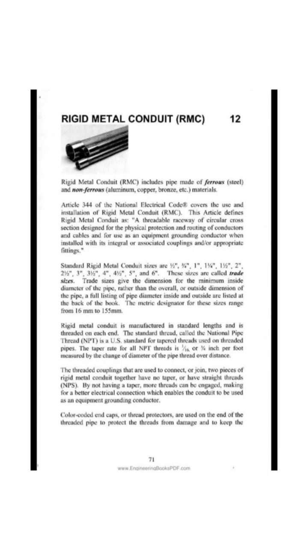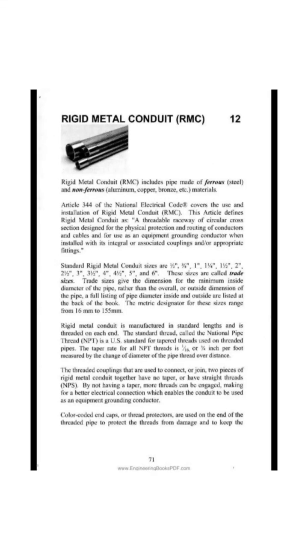Rigid metal conduit is manufactured in standard lengths and is threaded on each end. The standard thread, called the National Pipe Thread, NPT, is a U.S. standard for tapered threads used on threaded pipes. The taper rate for all NPT threads is 1/16 or 3/4 inch per foot measured by the change of diameter of the pipe thread over distance.